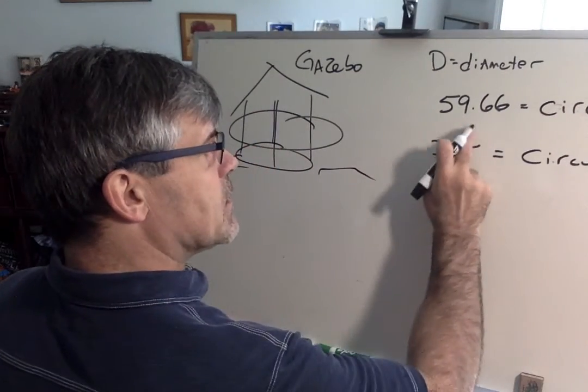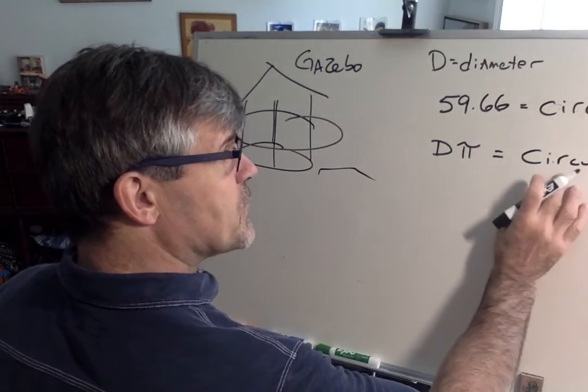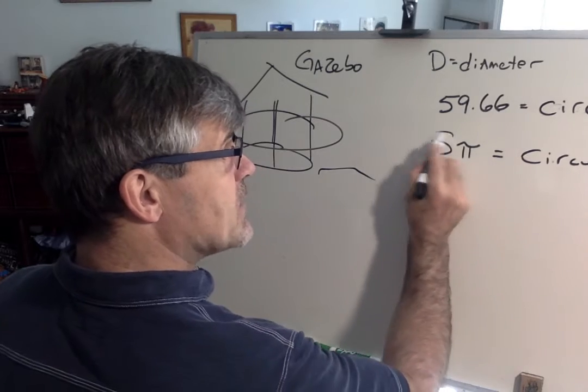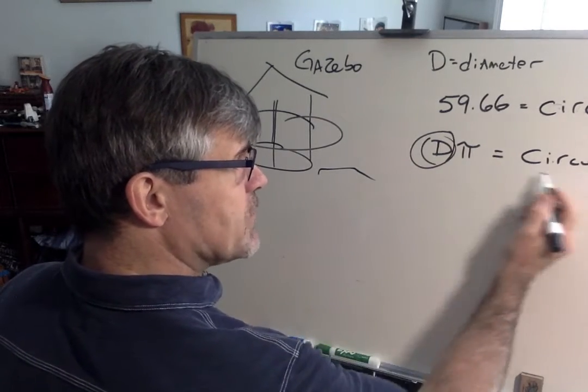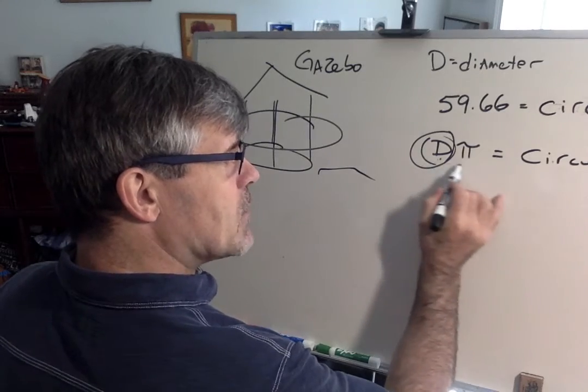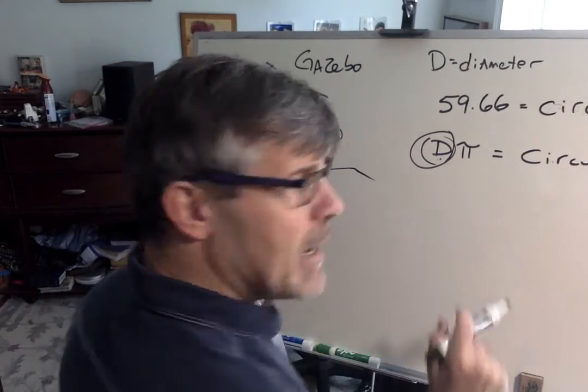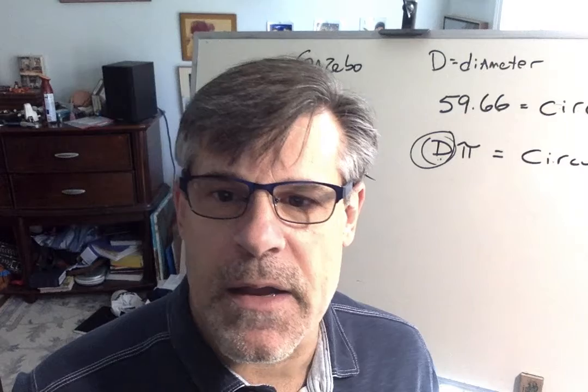So what we're going to do here is, I want to find out the diameter. We know d times pi equals circumference. So to find the diameter, I'm going to divide. What am I going to divide by?